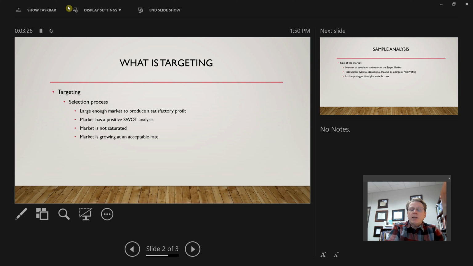Market is growing at an acceptable rate. And if you're looking at laundry detergent, that market's not really growing. It's actually shrinking because the population is stagnant to shrinking. So we really don't use a lot of laundry detergent compared to a year ago or 10 years ago. It's pretty much plateaued or declined. So you wouldn't want to go into a market that is plateaued or declining. You'd want to go into a growing market. Okay.